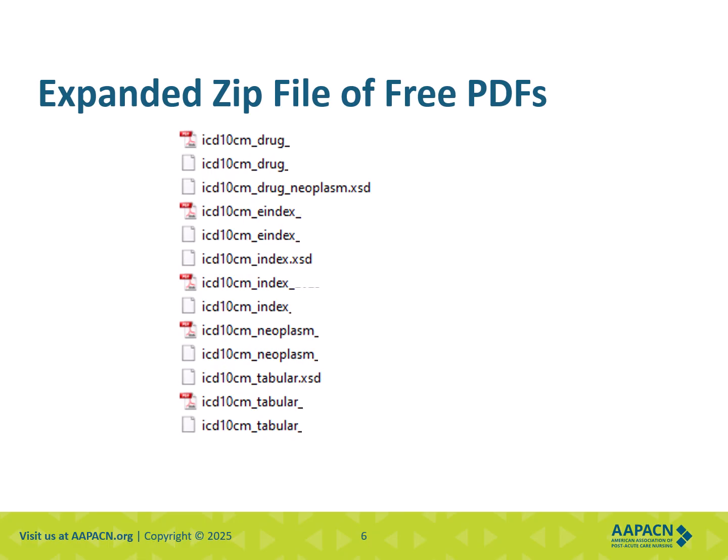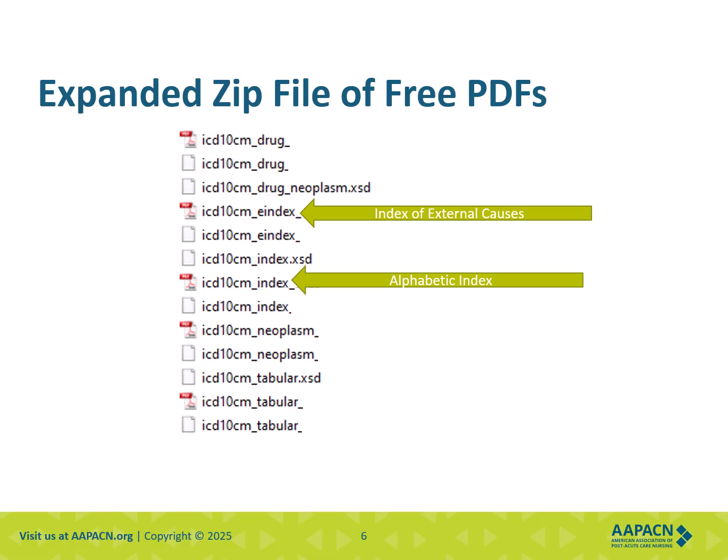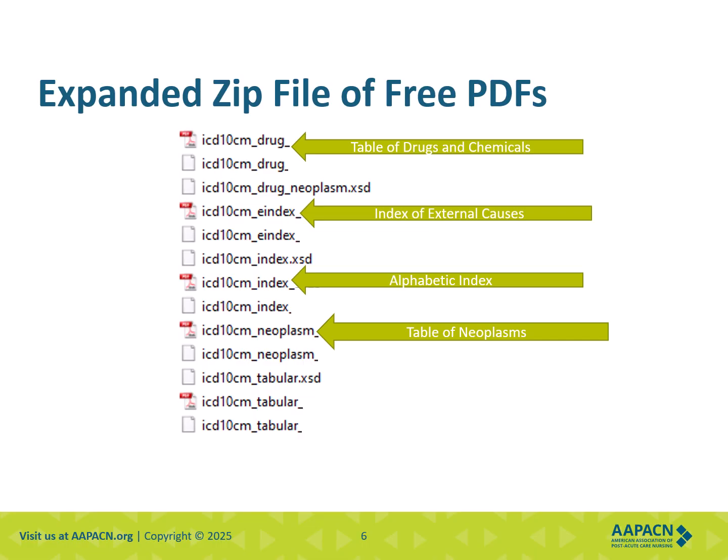When you open the downloaded zip file for the code tables, here's what you will see. Each section of the ICD-10-CM manual is in a separate PDF file. Here you can open the alphabetic index of diseases, the index of external causes, the table of neoplasms, and the table of drugs and chemicals, as well as the tabular list.